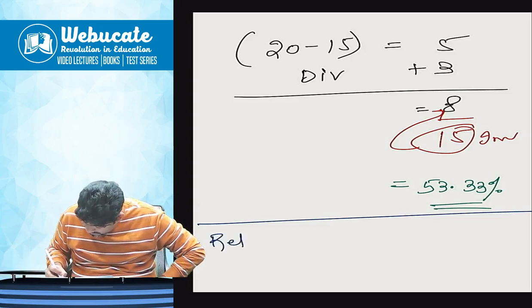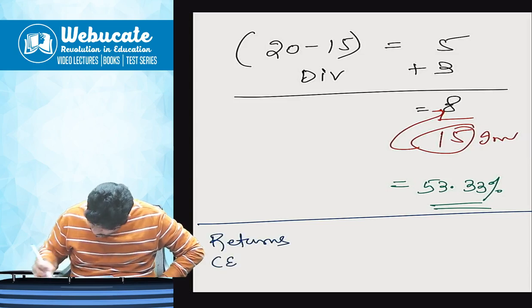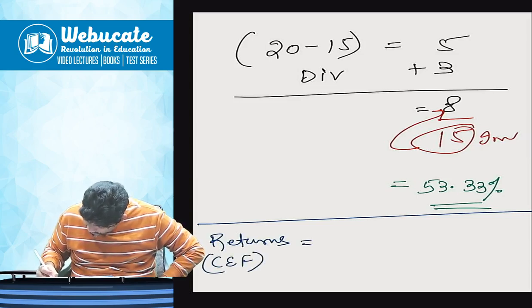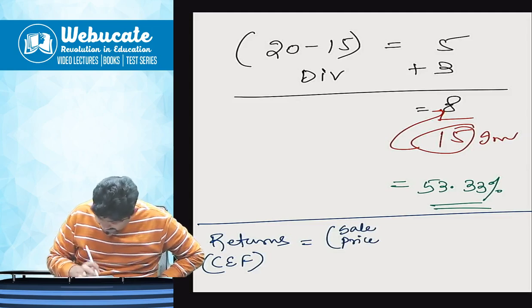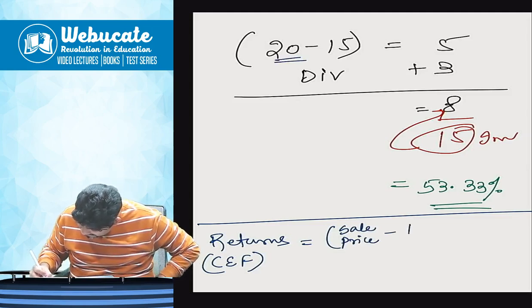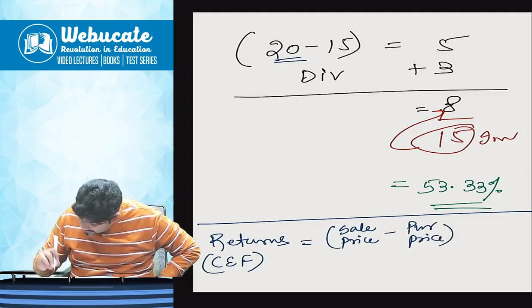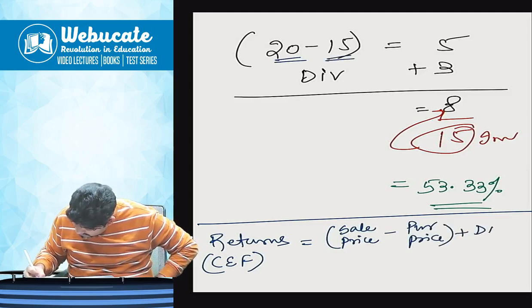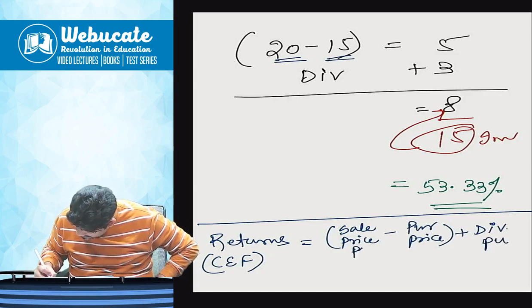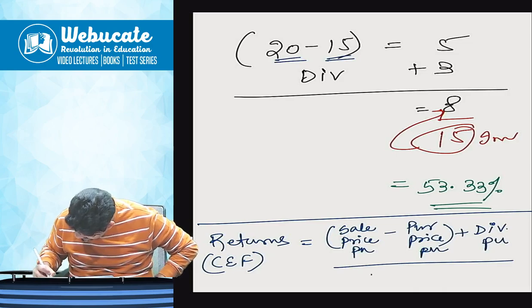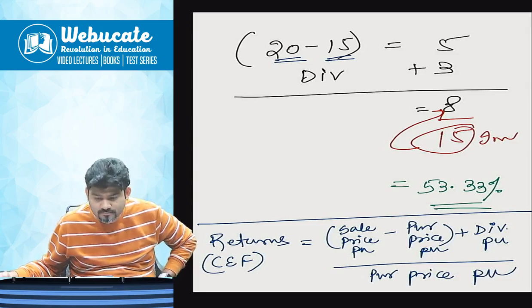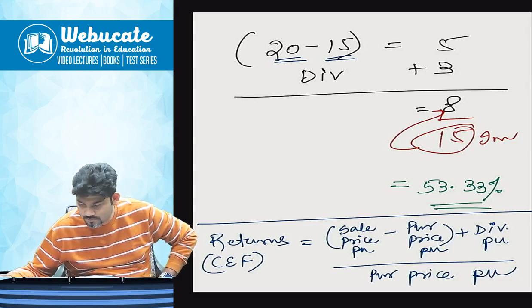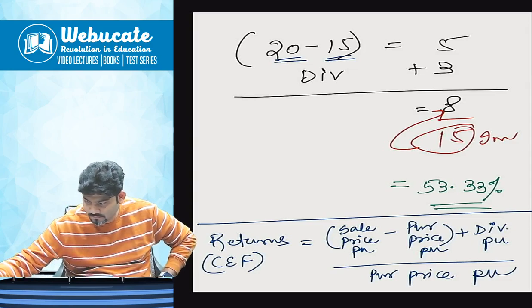Can I say so? We can give a conclusion. What? That returns in case of a closed-ended fund will be equal to sale price, which is 20, minus purchase price, which is 15, plus dividend per unit, divided by purchase price per unit. Got it, guys?